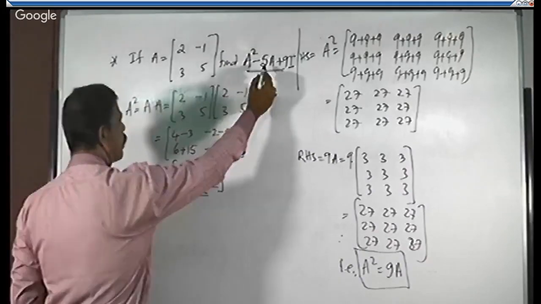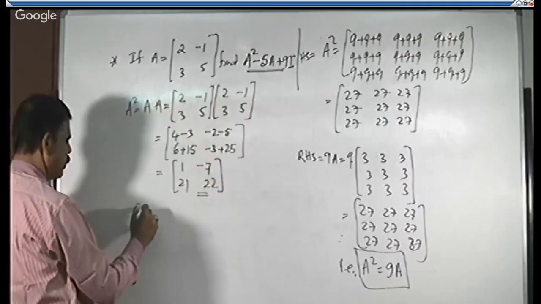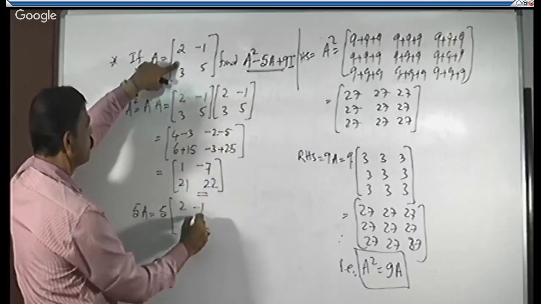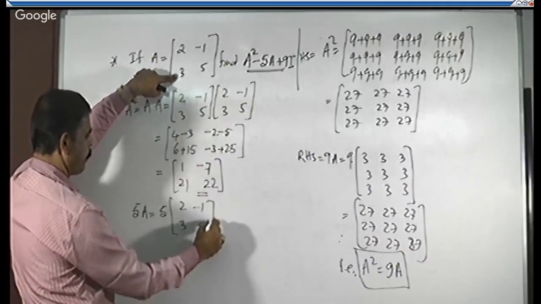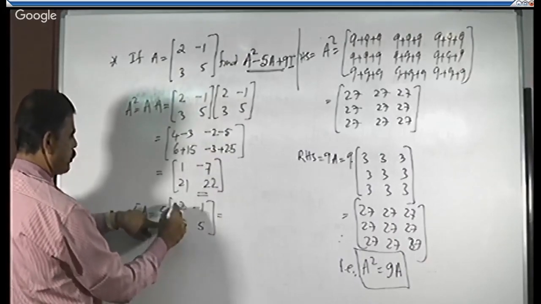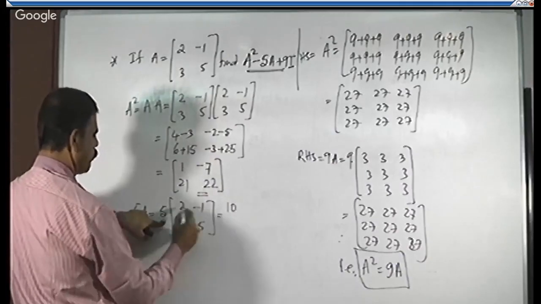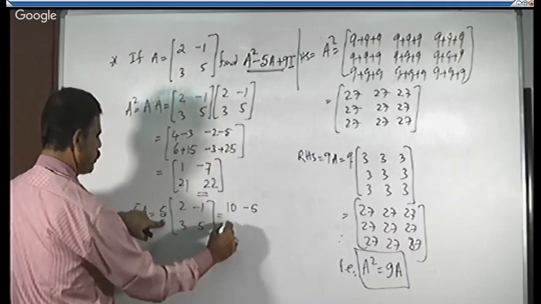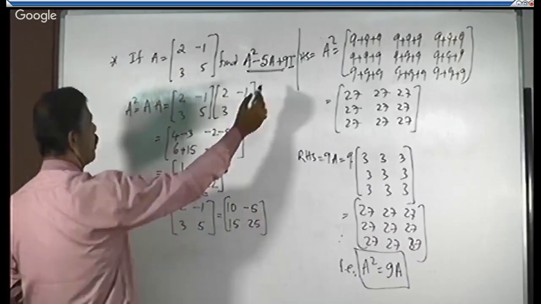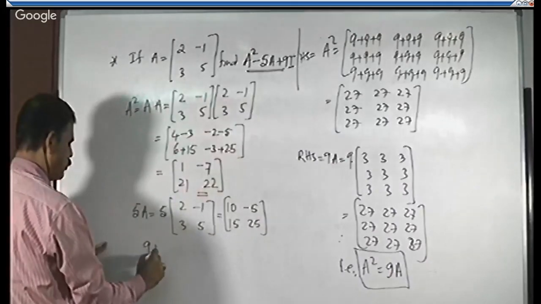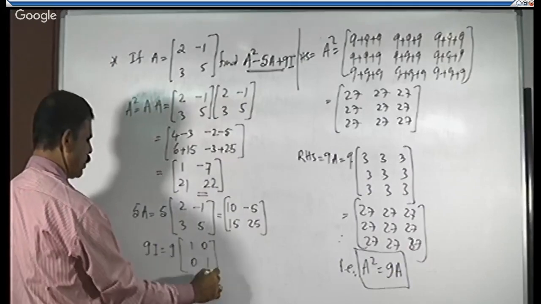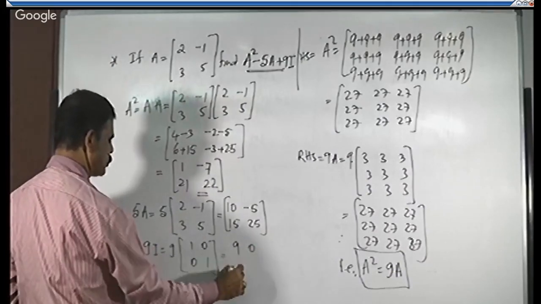Then what do I need? I need 5A. 5 into A, what is A? 2 minus 1, 3, 5. Multiply all the elements of the matrix with 5, that is scalar multiplication. 5 into 2, 10, 5 into minus 1, minus 5, 5 3s are 15, 5 5s are 25. Then I need 9I. What is I? I is the identity matrix 1 0 0 1, so 9I is equal to 9 0 0 9.